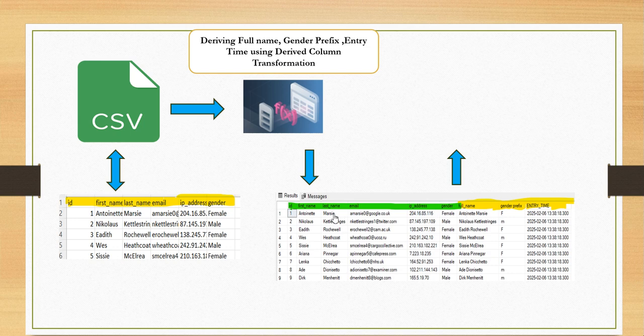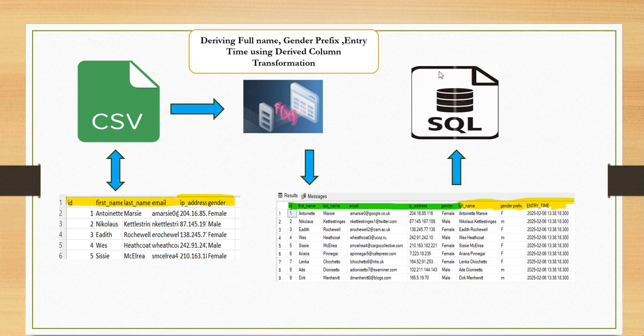The full name is the combination of first name and last name. The gender prefix is based on the gender column. Entry time is the get date. Once we derive these three columns, we will load that into SQL Server. From the source input to the target, we are loading the data. In between, we are doing the derived column transformation, and by using that we are deriving the three columns. That's it.